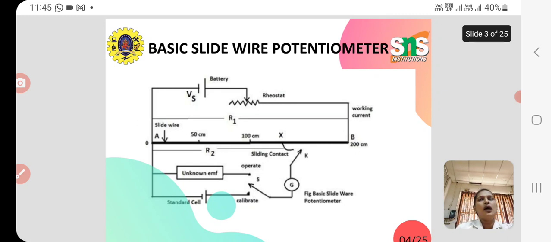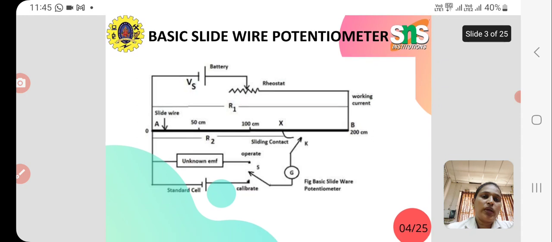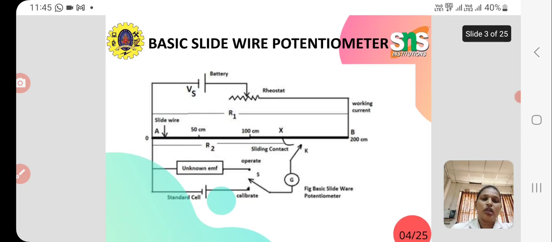This is the very basic form of a potentiometer. We have already seen this in our school experiments; in school laboratories we would have conducted this experiment. It consists of a uniform wire of length AB, let it be 200 centimeters. It is connected to a battery Vs and then a rheostat.